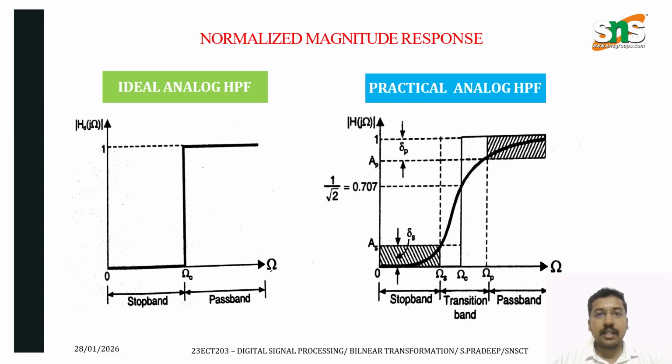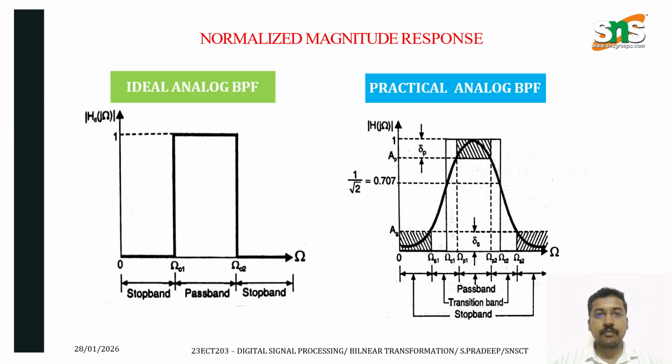For a high-pass filter, the ideal response completely blocks low frequencies and allows high frequencies. In practice, however, the transition is not abrupt and some distortion occurs near the cutoff frequency. Understanding this helps in designing filters that approximate ideal behavior as closely as possible.